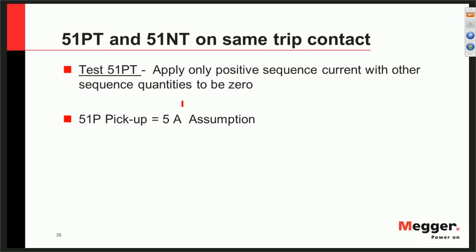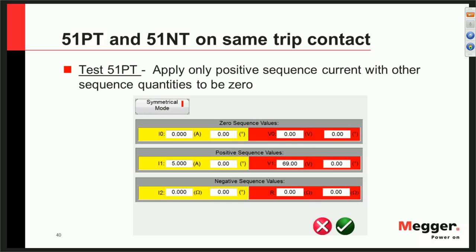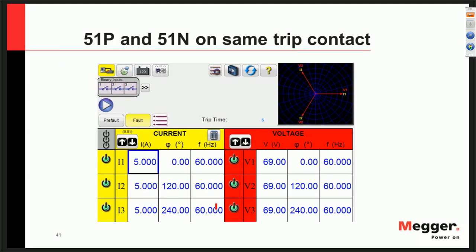In this example, I'm assuming a 51 PT element pickup of 5 amps, just an assumption. You will apply 5 amps positive sequence, just the positive sequence, and keep every other quantity at 0. And then you will arrive at the phasor values, because ultimately from a test equipment you are supplying the phase values. So I'm supplying the phase values, and it will give me a 51 PT trip.